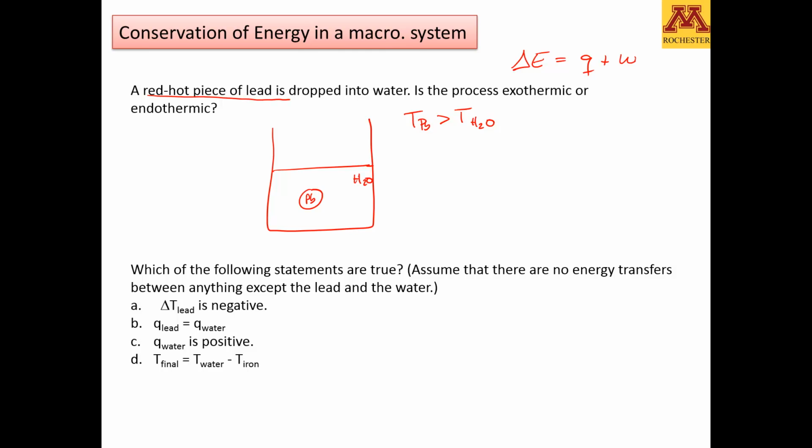Okay, so we throw the red hot piece of lead, and it's asking if the process is exothermic or endothermic. Well, what you can imagine is that if you throw a red hot piece of lead in water, there will be some heat going from lead to the water.